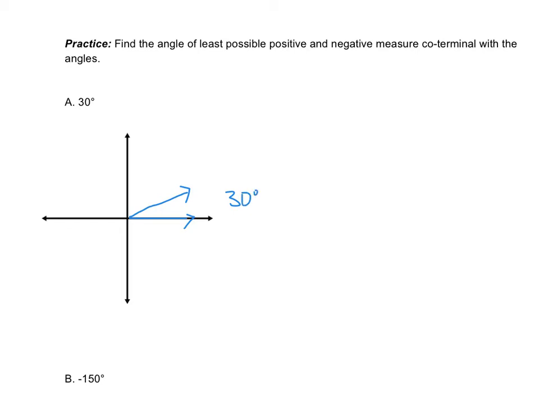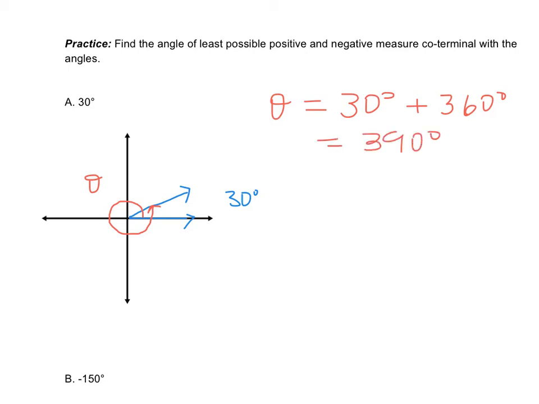Now we want to find a positive angle that has that same terminal side. We start with that initial side on the positive x-axis. We're going to make one full rotation and then end at that same terminal side. So to get that red angle measure, we'll call that theta. It is 30 degrees plus one full rotation, 360. So that angle measure is 390, one angle that is coterminal with 30.